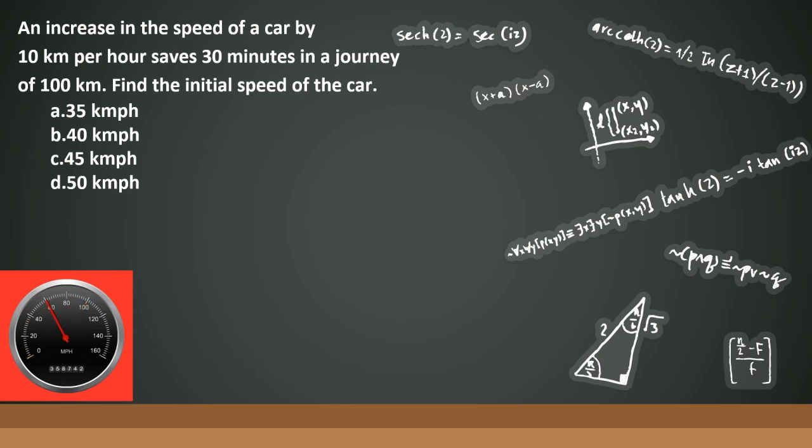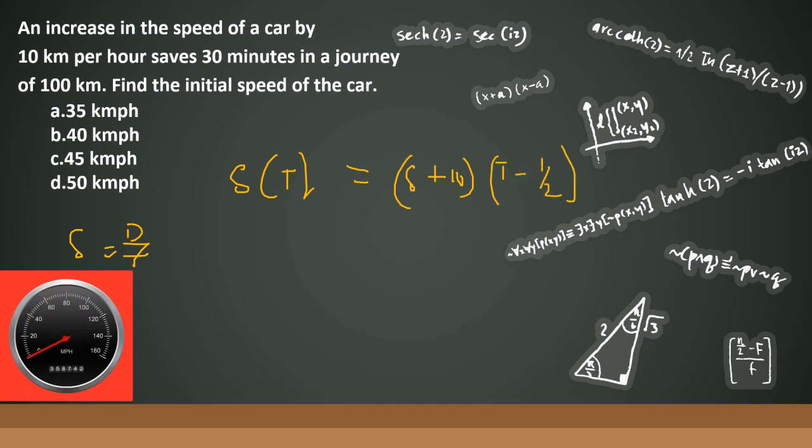See, as we know, speed is equal to distance by time taken. So you can take the distance as speed into time. I'm going to take the speed as S and the time as T. So S into T will be equal to... So you increase the speed by 10 km per hour. So now the speed becomes S plus 10 and the time taken is reduced by 30 minutes. So which is time T minus 30 minutes, or 1 by 2. So both these products will be equal to 100.